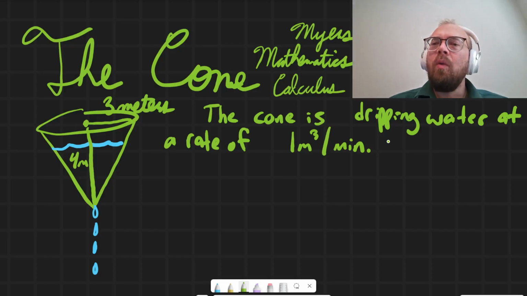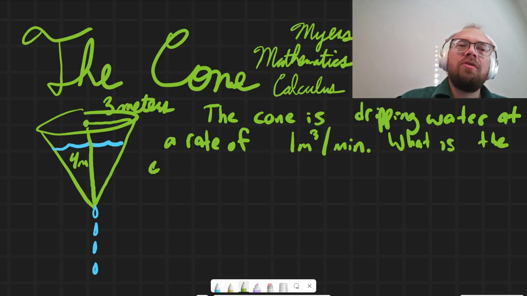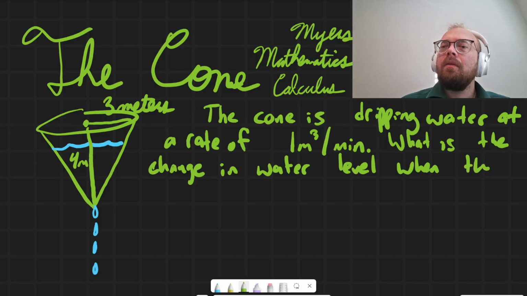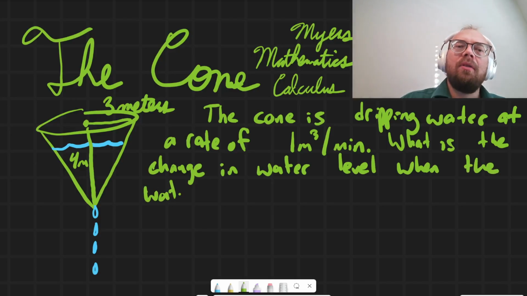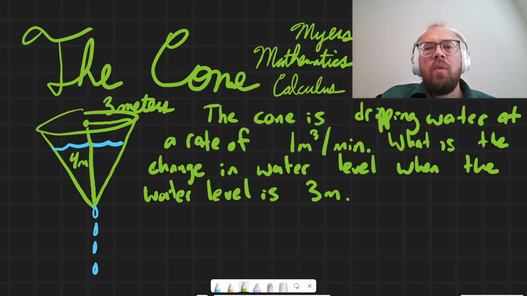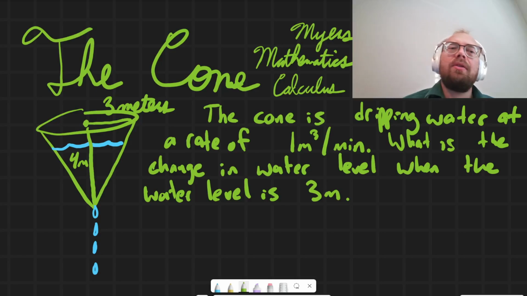So we want to know what is the change in water level when the water level is, and let's say the water level is at 3 meters. If it's completely full, it would be 4 meters. So we'll say it's at 3 when it's at 3 meters. What is the change in water level when the water level is 3 meters?